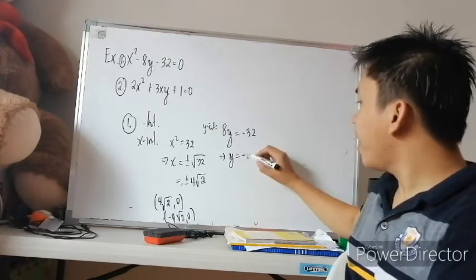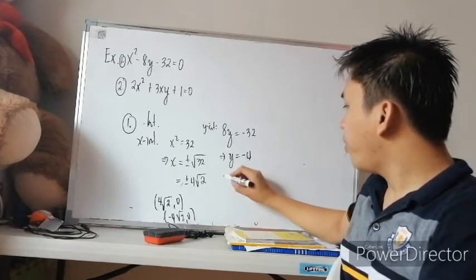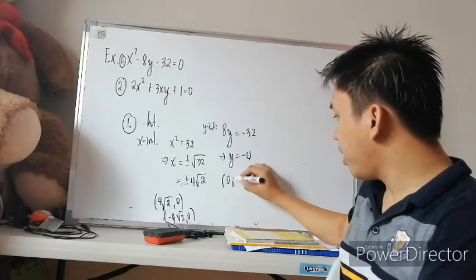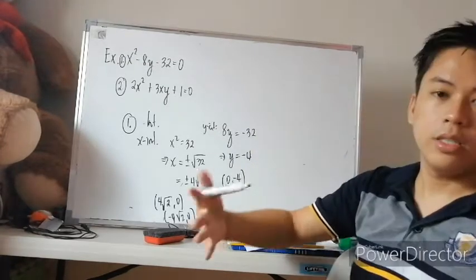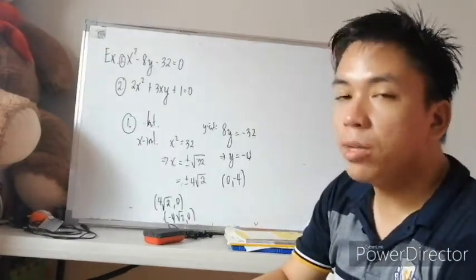Times 2, 16 times, yes, 4. So therefore, your y-intercept is at the point 0, negative 4. That's it. So let's check for the symmetry.